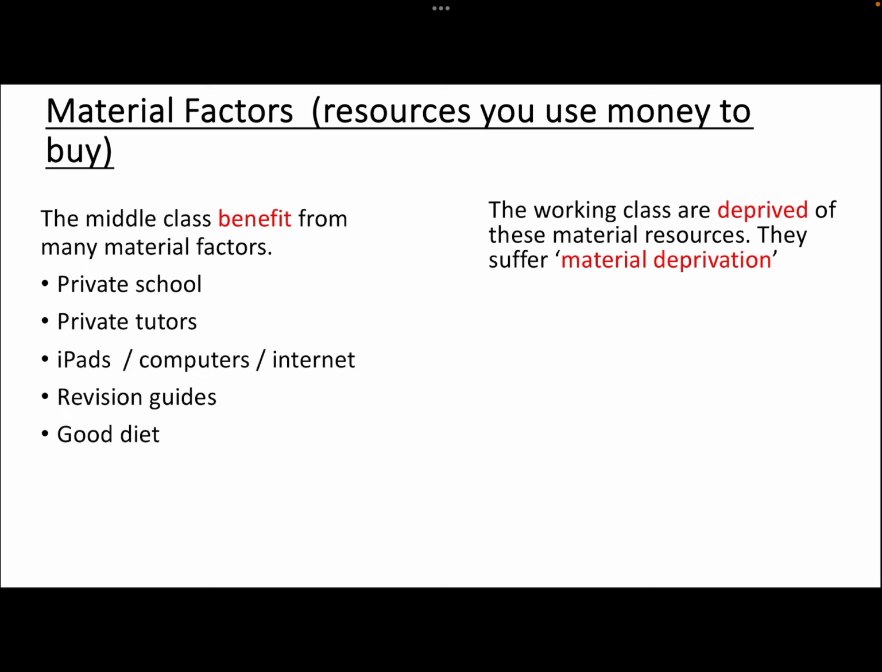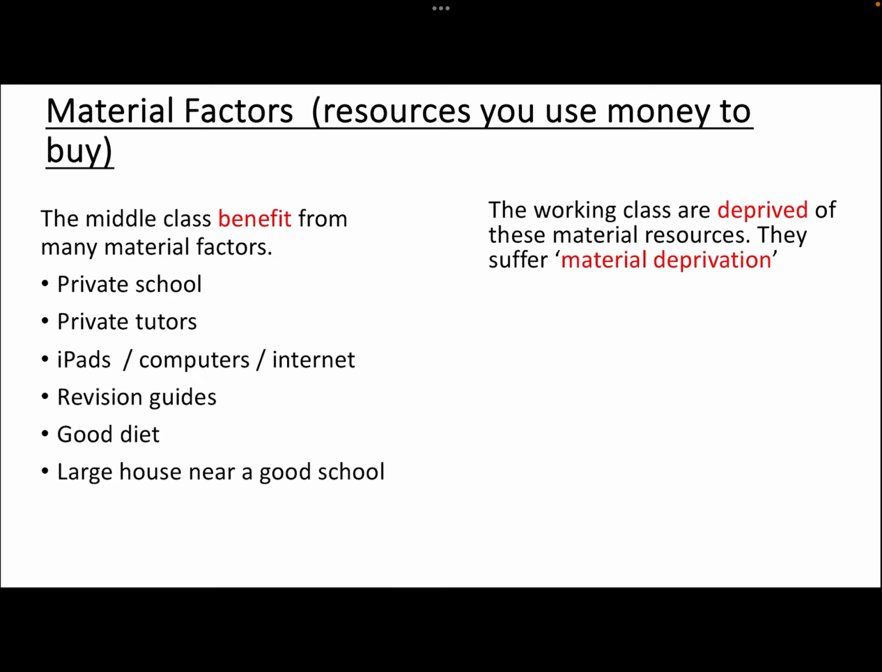So good diet is things like fresh fruit, lots of vegetables, fresh fish, meals cooked from scratch, lack of additives, less processed food. All of those things cost money, but also take quite a lot of time. Okay, so the money aspect is definitely a material factor.